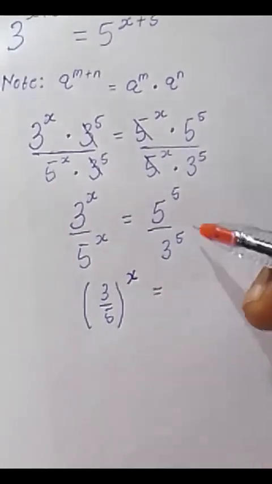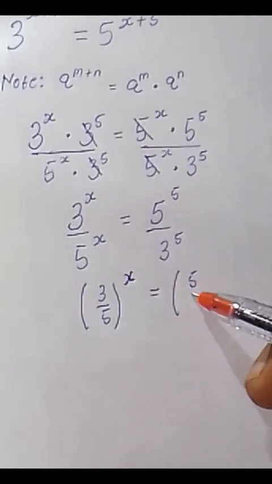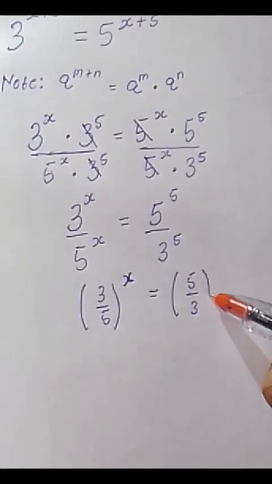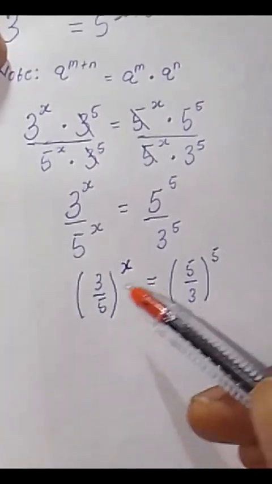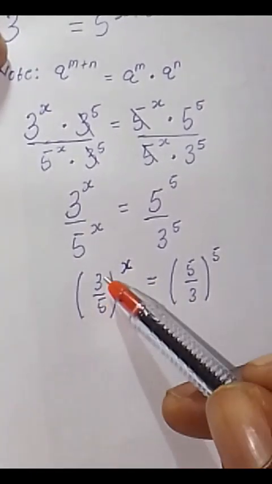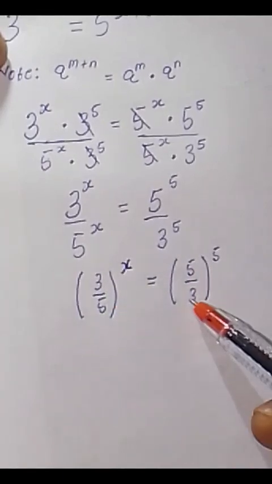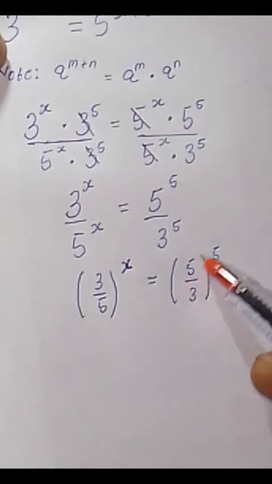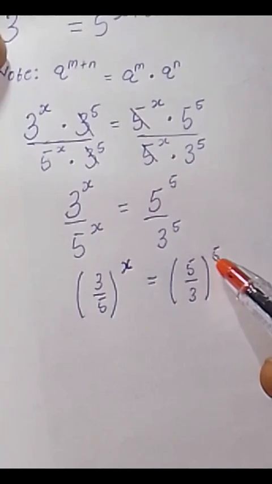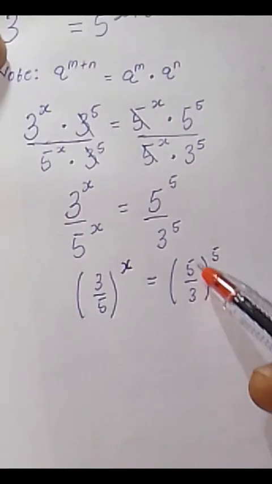Then equals to, now this one, we have 5 common, so we bring out 5 over 3, then everything to power 5. Now the next thing for us to do here is to make sure that we are having the same base here. Now we can see that this is 3 over 5, this is 5 over 3. Now we look for the inverse of this. The inverse of this becomes 3 over 5, now it will be carrying a negative sign here. It becomes negative 1 times 5. So this one we change.